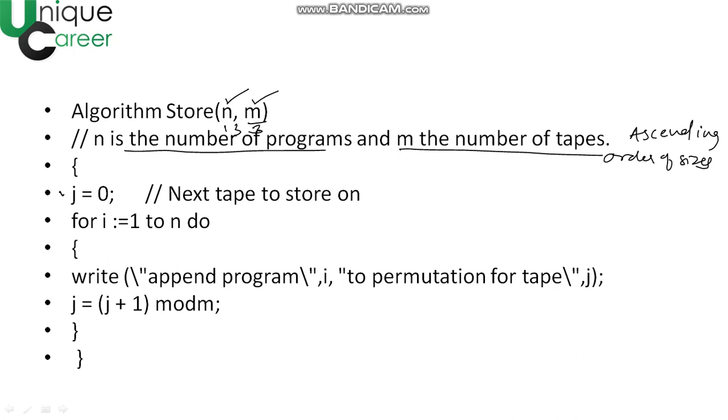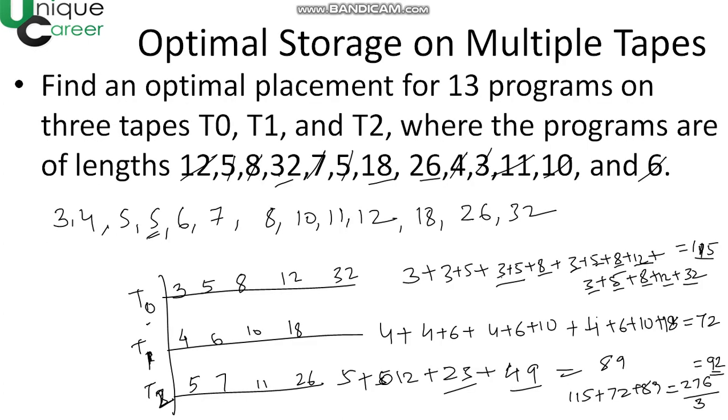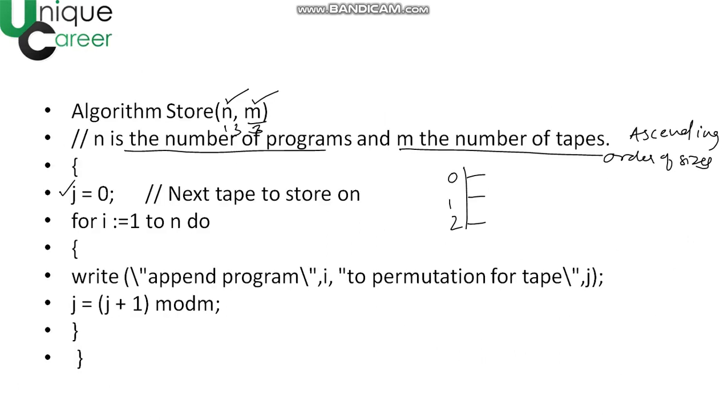Then j is equal to 0. Next, there are 3 tapes. Which are the 3 tapes? In the previous case 0, 1 and 2. If there are 4 tapes, you can change it, but intentionally I have considered 3 tapes with the numbering T0, T1, T2 because we want to start the indexing from 0. So j is equal to 0. Now for i equal to 1 to n, do: append the current program i to tape j. And then what we have to do is j is equal to (j plus 1) mod m.